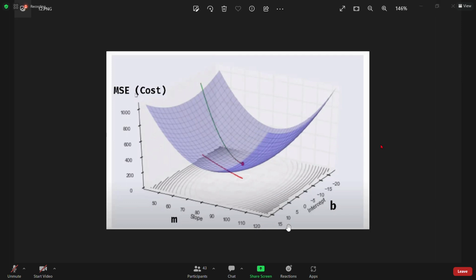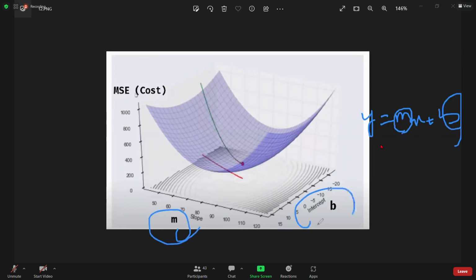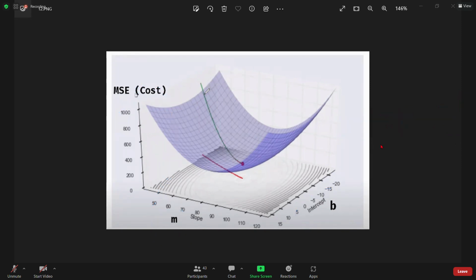I mean to say that on the X-axis, we have slope. And on the Y-axis, we have intercept. Do you remember y equal to mx plus b? So here this is m, isn't it? This is b, the intercept. And this is called cost. At the end of the day, we try to reach the global minima, and that line would be the best fit line.